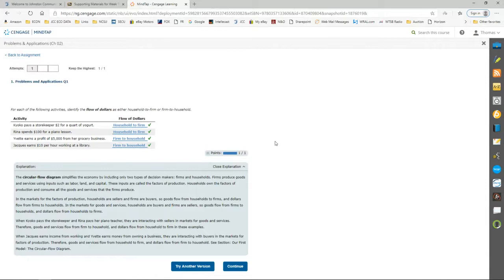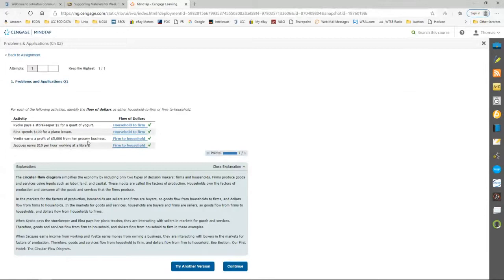And it's the same thing if you have a test question that you're not sure of. Don't stop taking the test because it's a timed test of an hour and 20 minutes. But go ahead and do a print screen. And then we can resolve whatever it is. If it's a bad question, I'll delete it. When I delete it, anybody that has that question, I'll just give them credit for it. So, Joshua, it sounds like you got one that had an error in it. If they're spending $100 for piano lessons and money for a quart of yogurt, yeah, that's definitely household to firm.